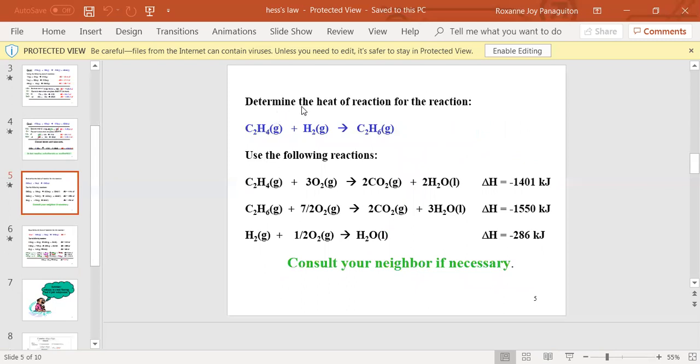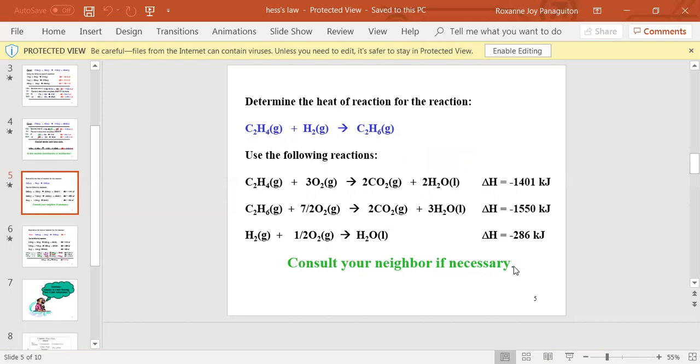So here, you have to determine the heat of reaction for the reaction of ethene plus H2 will give you ethane. Using these 3 equations, what are you going to do? If you need to consult your neighbor, then do so, or if you need to consult Google, you may do so.